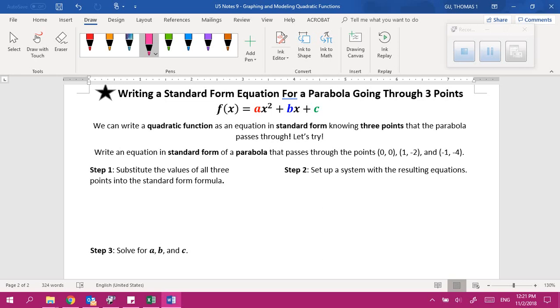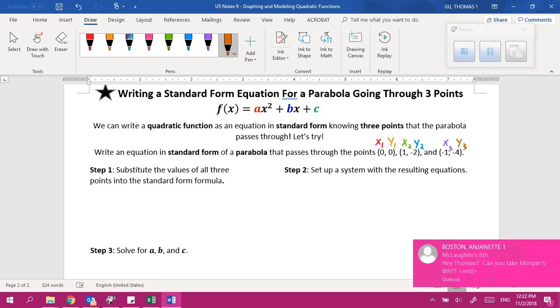Let's take a look at the steps. Step 1, we're going to substitute the values of all 3 points into the standard form formula to find 3 equations. What I like to do right here is label these as x1, y1, x2, y2, and x3, y3. Do you guys have any idea why I put the little numbers there?